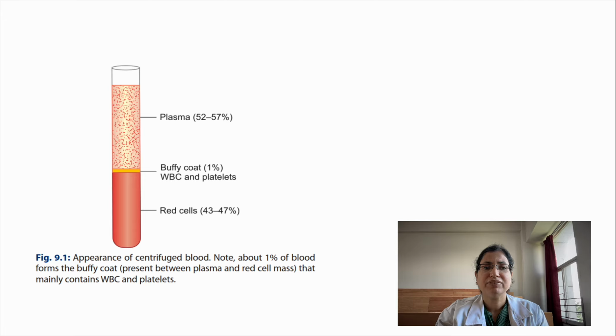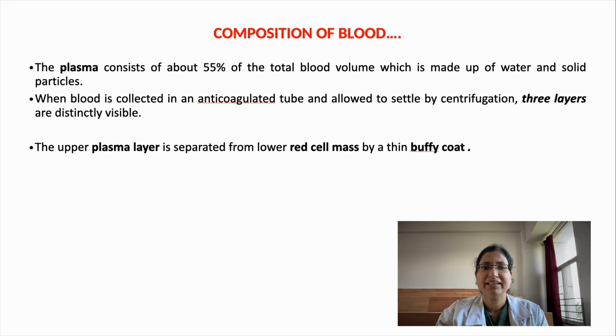So what is the importance of this Buffy coat? What is the clinical importance? In infectious conditions, this Buffy coat layer will be thick. Then plasma: plasma consists of about 55% of the total blood volume, which is made up of water and solid particles. And then 45% will be form elements, that is RBCs, WBCs, and platelets. When blood is collected in an anticoagulated tube and allowed to settle by centrifugation, three layers are distinctly visible. The upper plasma layer is separated from the lower red cell mass by a thin Buffy coat.